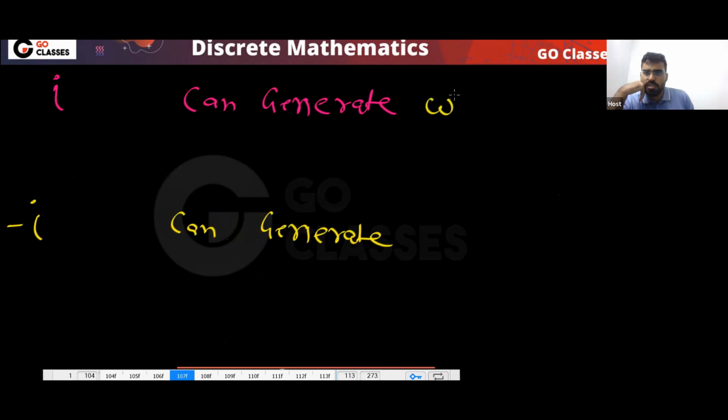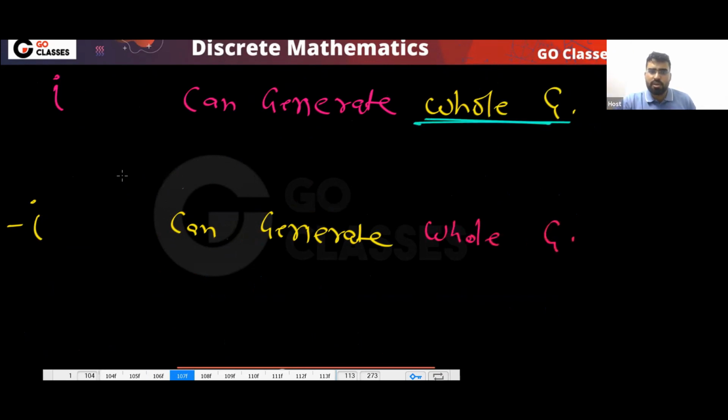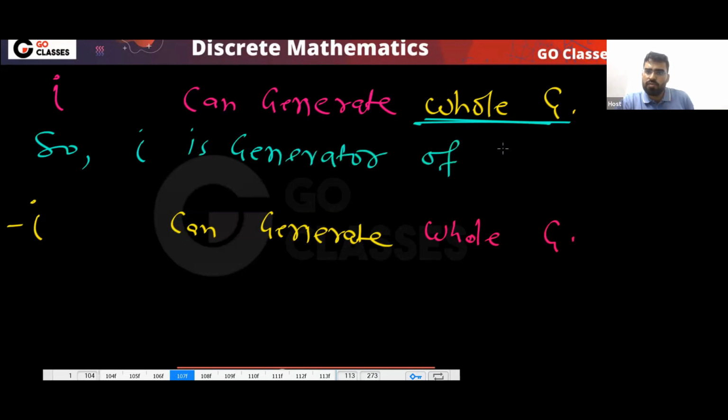Iota can generate whole G. You can also notice minus iota can generate whole G. So what can I say? Because they can generate whole G, iota is a generator of G. Yes or no? Iota is a generator of G. Very simple.